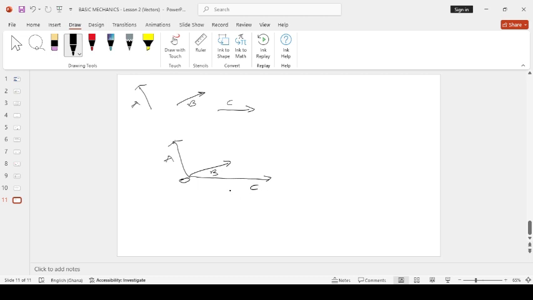Before you find the total resultant, you must find the resultant of any two of these forces. So this is more like a graphical approach. Find the resultant of any of the two forces. After that, you add that resultant to the third vector to find the total resultant.